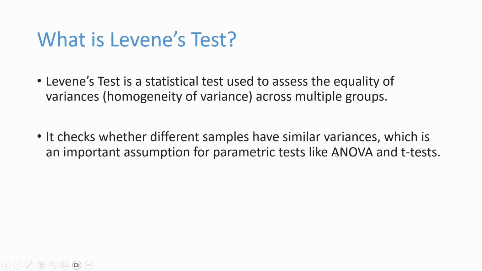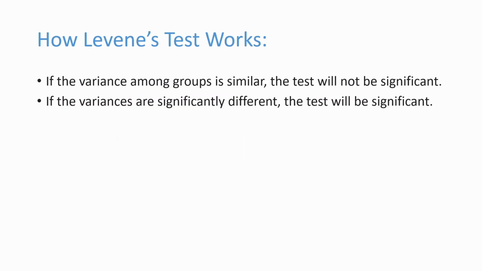groups. So basically, for instance, if you are doing the ANOVA or t-test, you want to make sure that the variance across different groups are kind of similar, so not really different from each other. That's the basic idea. If the variance across different groups is similar, then the test will not be significant. And if the variance across different groups are significantly different, then the test will be significant.